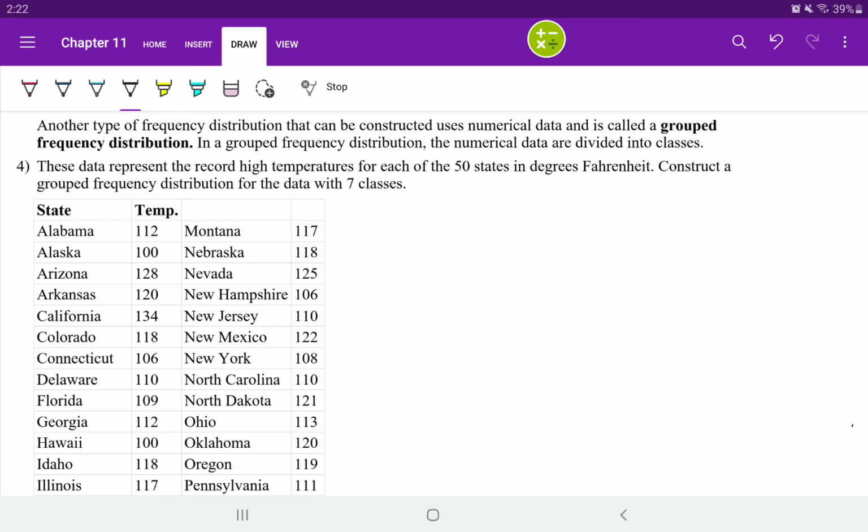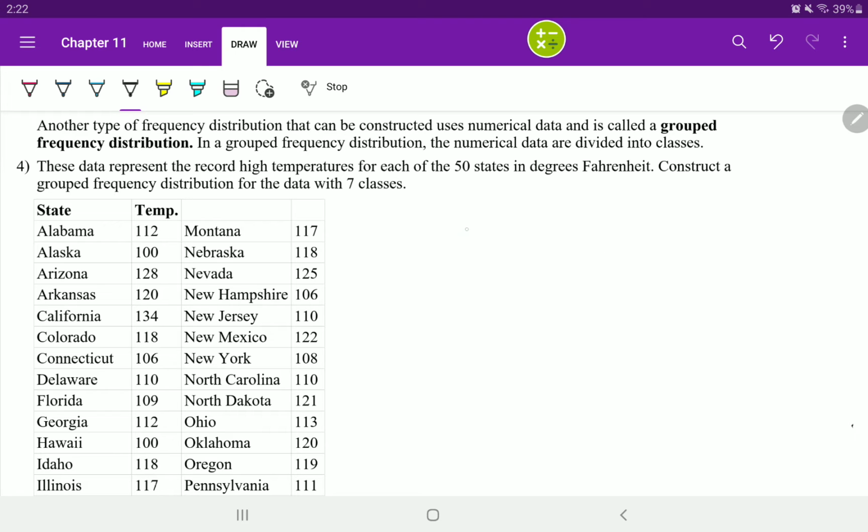When you go to Statistics 250, there are more things that you will need to use when creating your grouped frequency distribution. But because this is Math 108, we're doing it pretty simple, pretty straightforward. So this is our data, right? We want to create a grouped frequency distribution based on this data. And this data represents the high record temperatures for each of the 50 states in degrees Fahrenheit. Construct a grouped frequency distribution for the data with 7 classes, which means you want 7 rows for your frequency distribution. So what we're going to do is give our table a title.